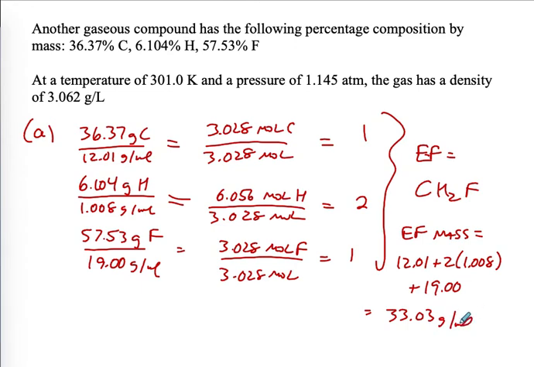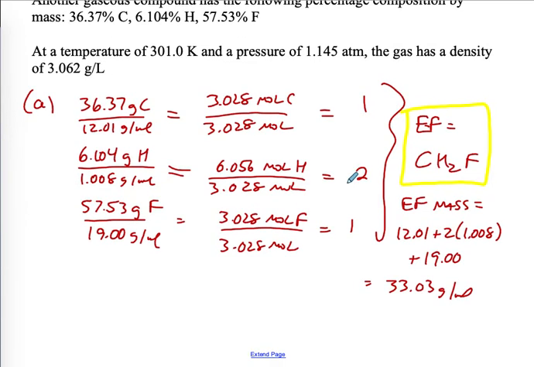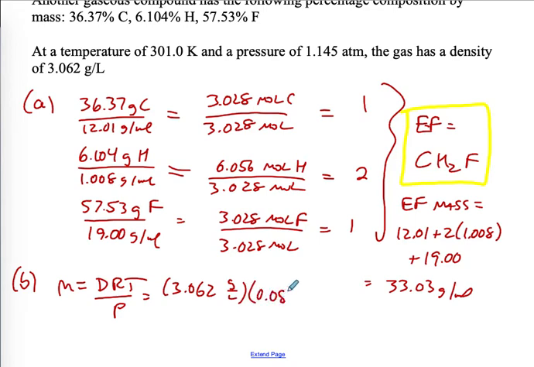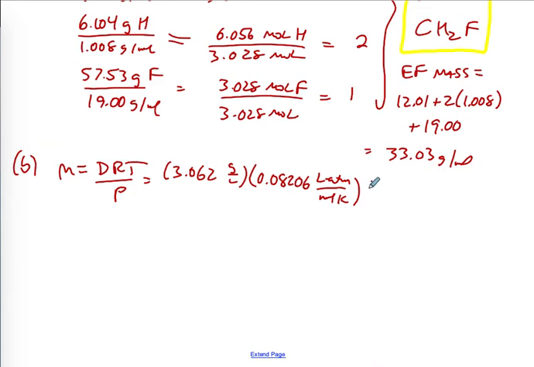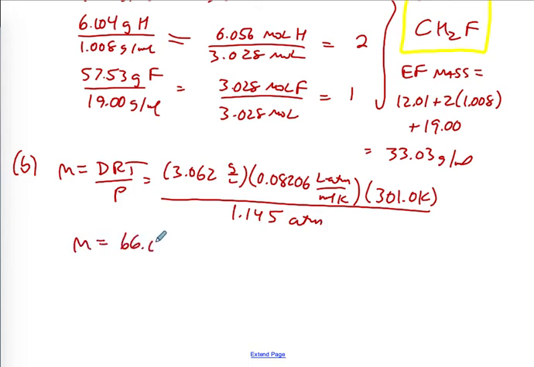Okay, so from part A, we use the percentage composition by mass of this compound to calculate the empirical formula. In part B, we're going to use the measured density at a specified temperature and pressure to calculate the molar mass. So using the formula molar mass equals density times RT over pressure, I'll multiply the density, 3.062 grams per liter, times the gas constant, 0.08206 liter atmospheres per mole Kelvin. Times the temperature of 301.0 Kelvin, all divided by the pressure of 1.145 atmospheres, to give me a molar mass of 66.05 grams per mole.